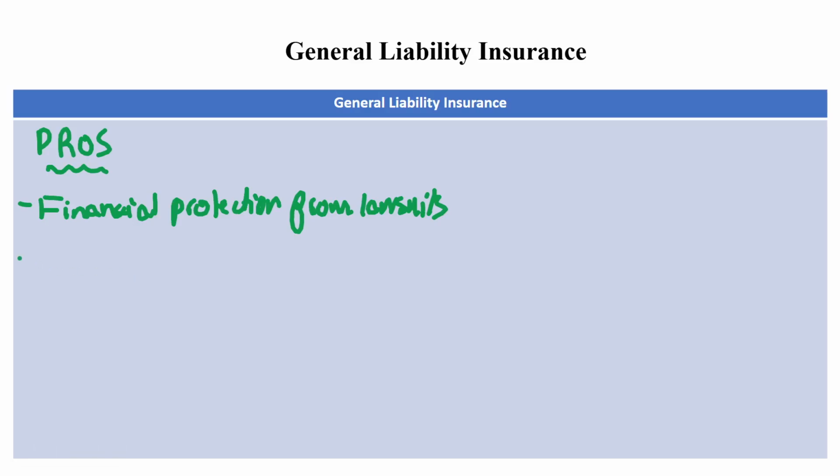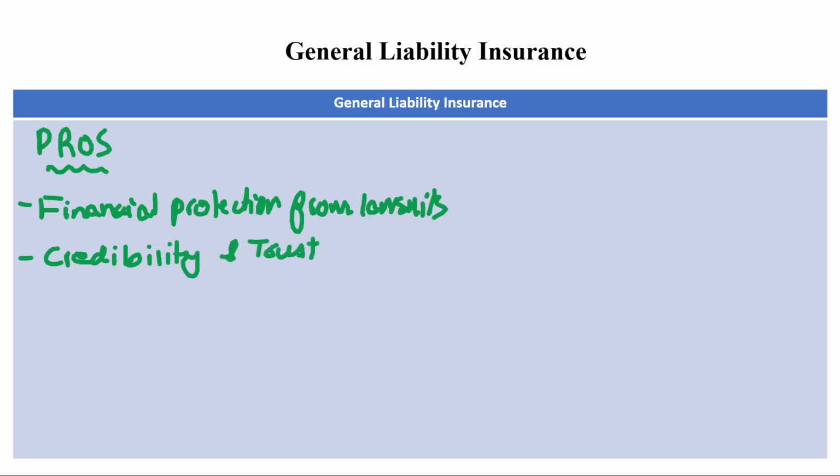Then we have credibility and trust. Many clients, vendors, and landlords require businesses to carry general liability insurance before engaging in contracts or leasing space. Having GLI demonstrates professionalism and responsibility, reassuring partners that the business is prepared for unforeseen incidents. This is especially important for freelancers and contractors who need to prove they have adequate coverage to secure jobs.